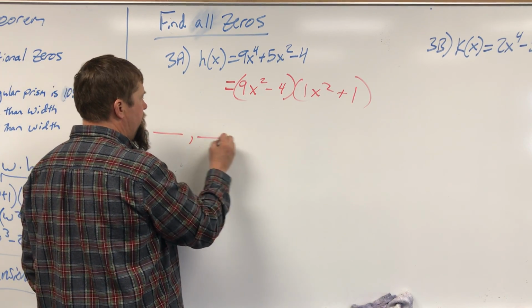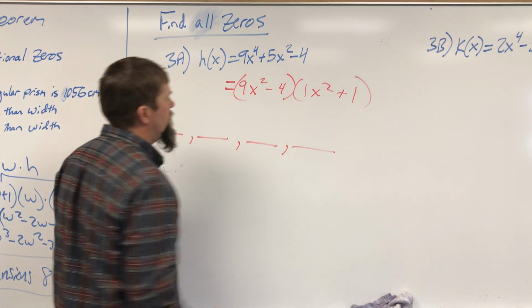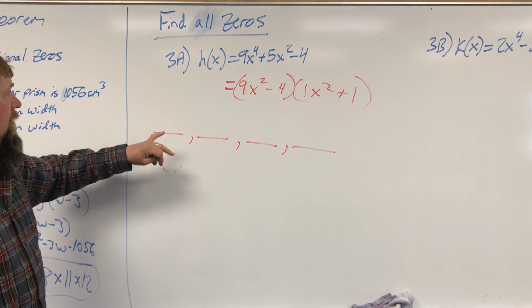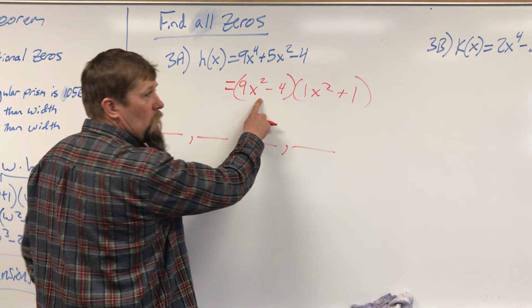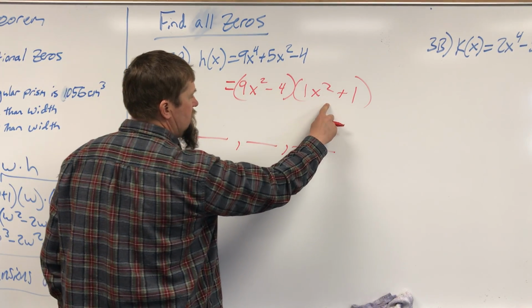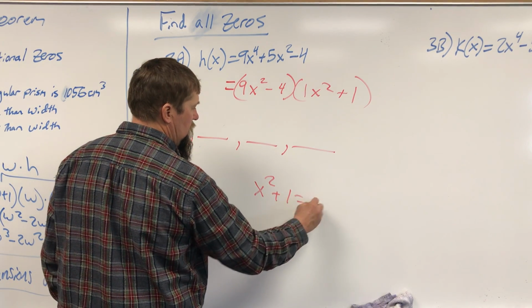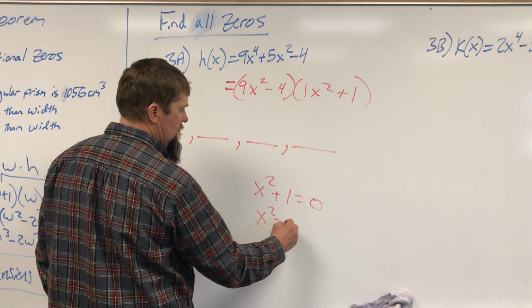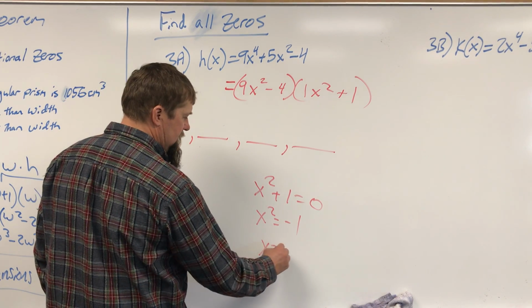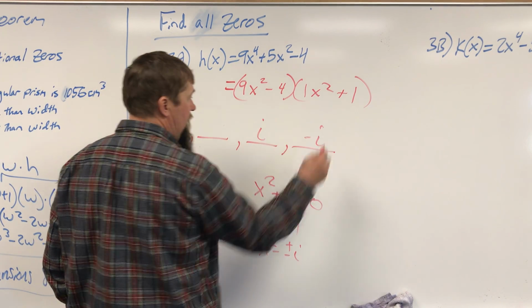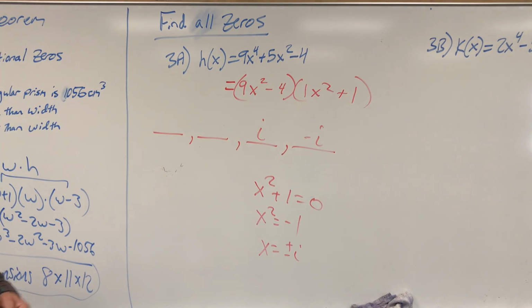Now, I'm looking for 4 zeros because it's a 4th degree polynomial. 2 of the zeros are in this quadratic, and 2 of the zeros are in this quadratic. So let's say these 2 zeros are x squared plus 1 equals 0. So x squared is equal to negative 1. So x is equal to plus or minus i. So positive i and negative i would be 2 of my zeros.